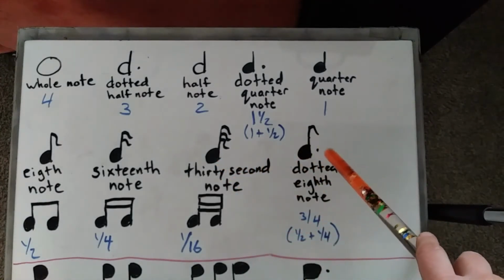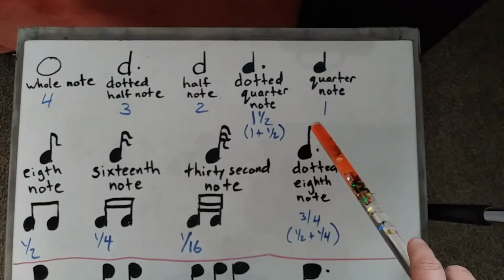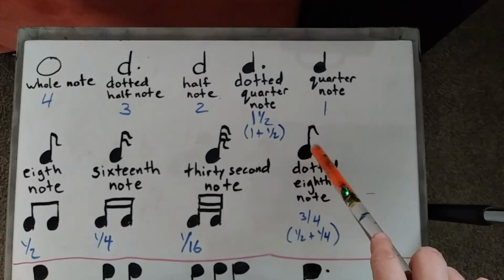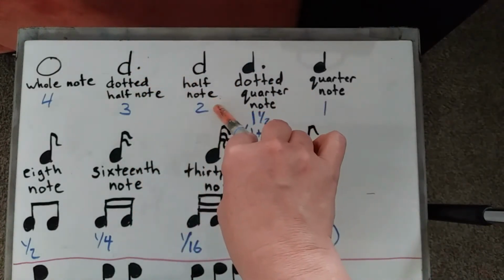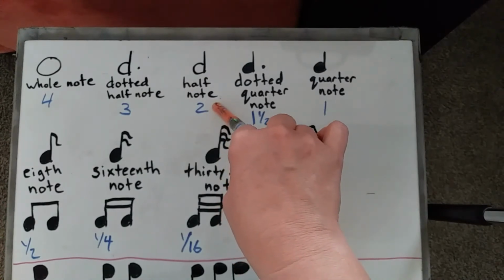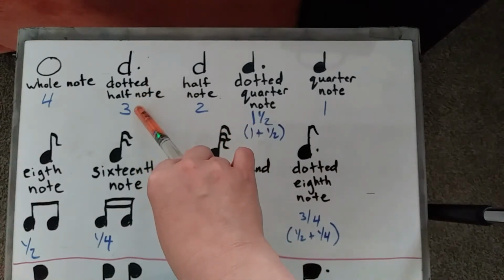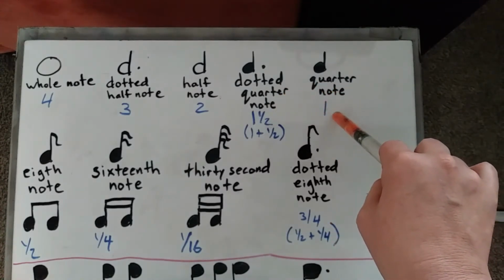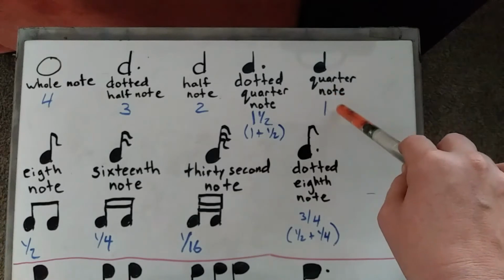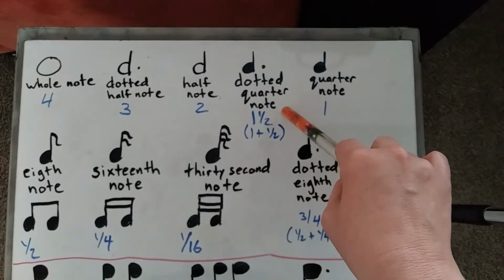So what the dot does, the dot adds half the value of the original note onto it. So for instance, here with a dotted half note, a half note is worth 2. So the dot adds half of that value, 1, onto the 2, so a dotted half note is worth 3 beats. A dotted quarter note is usually worth 1. The dot adds half of that, a half, onto the 1, so a dotted quarter note is worth 1.5.